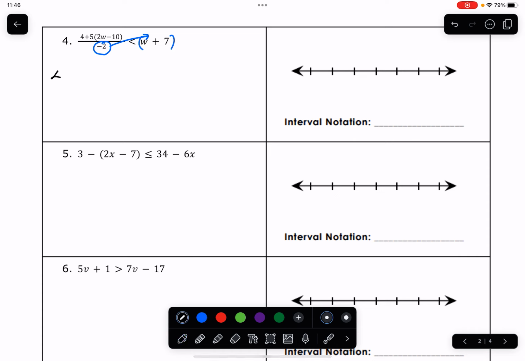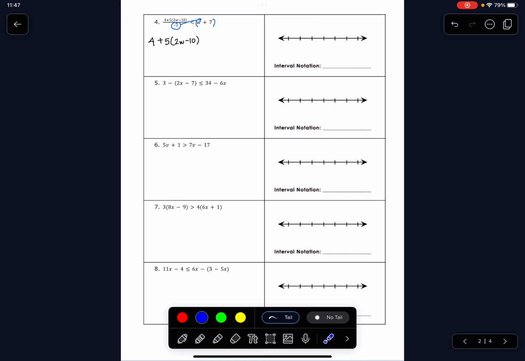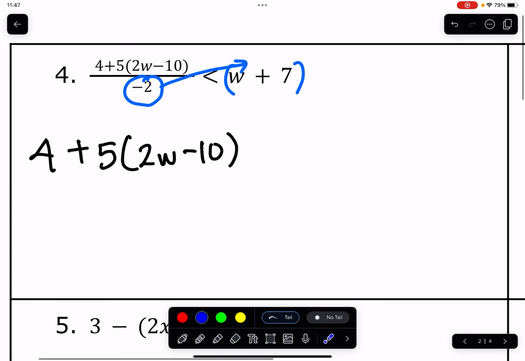So we have the 4 plus 5 times 2w minus 10. Let's keep that right now the same. And we're going to multiply all of this by -2. Now again, just like the rule stated right here, because we're multiplying by a negative number, we have to switch the inequalities. So since I'm multiplying by -2, I have to switch this inequality.